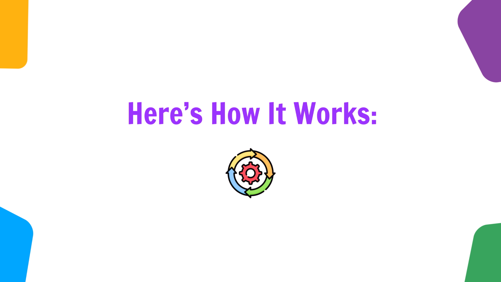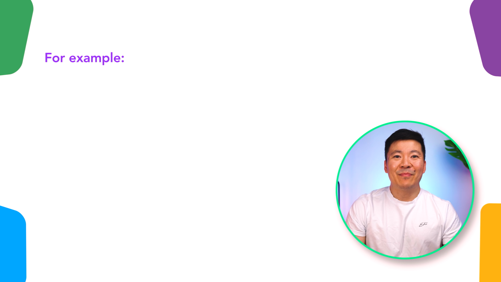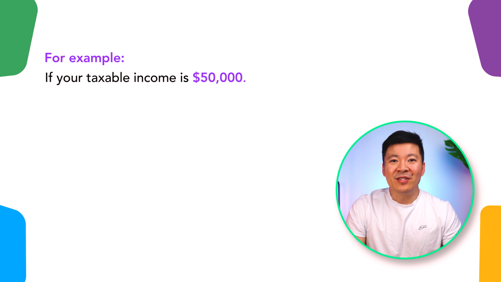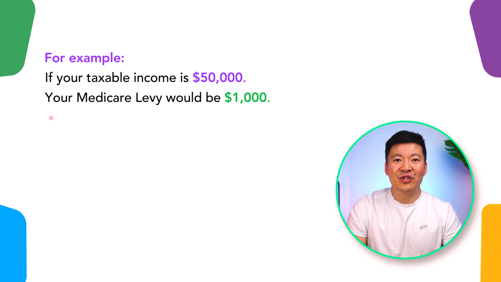Here's how it works. Calculation. The Medicare levy is calculated based on your taxable income and is in addition to the regular income tax. For example, if your taxable income is $50,000, your Medicare levy will be $1,000, which is 2% of $50,000. Let's look at another example.